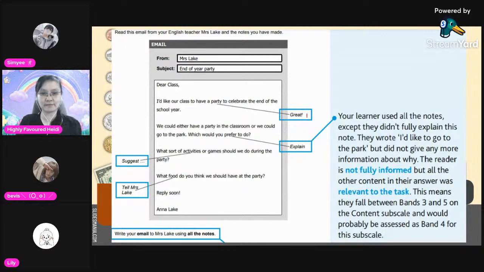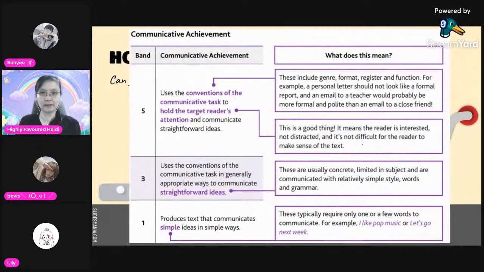You have the greeting. I would like our class to have a party. Then, which would you prefer? They would want you to explain. After that, what sort of activities? So it's asking you to suggest. Then what food do you think we should have at the party? So you're supposed to suggest the food again. Your learner used all the notes except they didn't fully explain them. They wrote, I would like to go to the park. This one is later, to let you know the next thing.